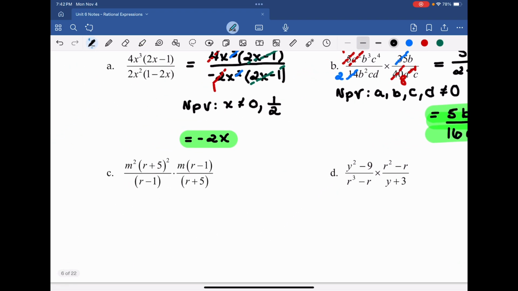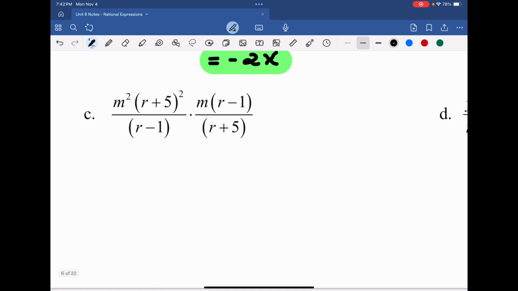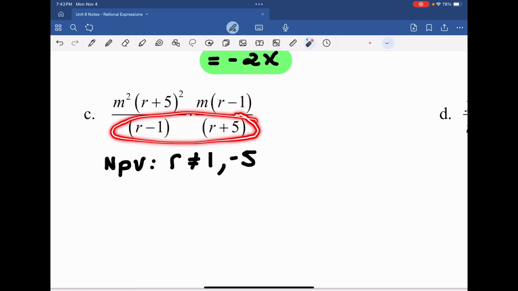All right, now let's go down to part C. Part C, the nice thing is it's already in its factored form, so this is really good for us. We can state our NPVs right off the rip of this. So we're going to say NPV, where r cannot equal, and the two options in which r cannot equal are where it's 1 and where it's -5, because either one of those would cause our denominator to become 0. If you plug in 1 here, 1 minus 1 is 0. If you plug in -5, -5 plus 5 is 0, so both of those would eliminate.